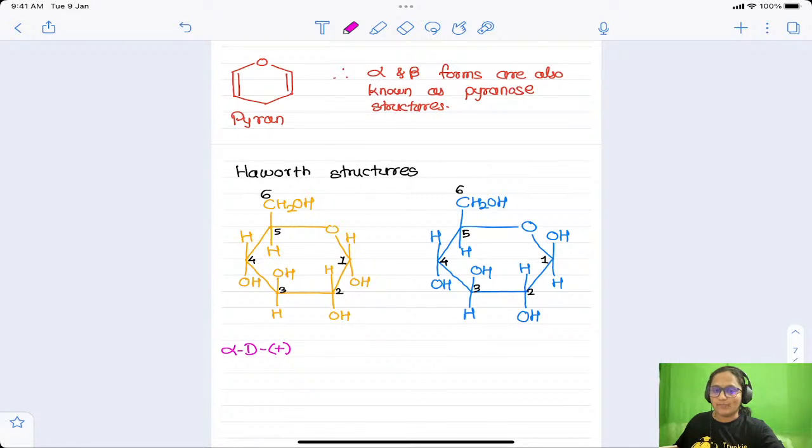Let me first complete the structure name, then again a hyphen, then write down gluco. Why gluco? Because it belongs to glucose. Then write down pyranose. Why pyranose? Because the cyclic structure resembles pyran. The pyran structure I have given to you already. So this is the actual or proper name for the alpha anomer.